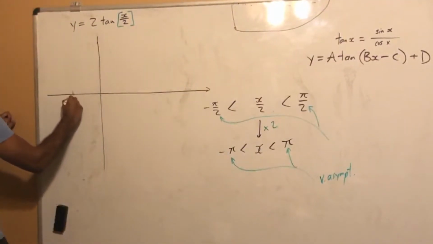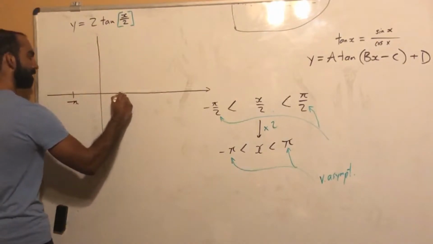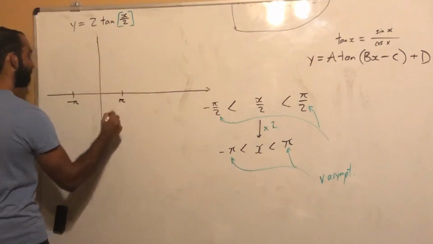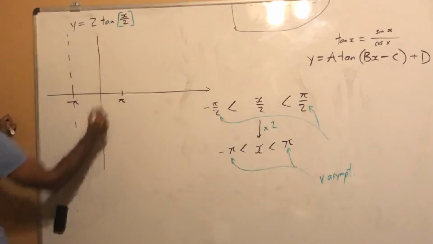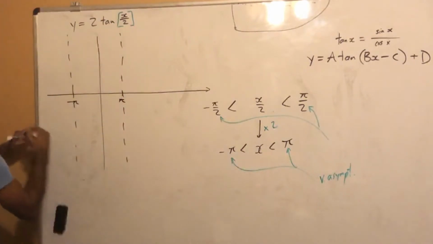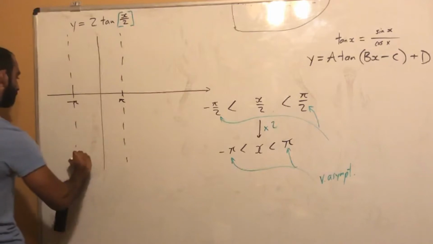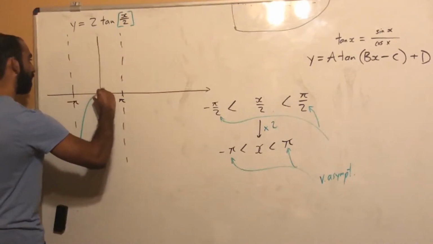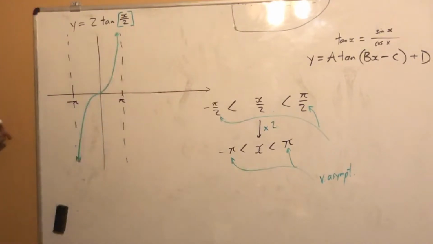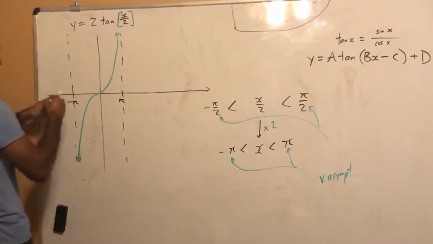So let's put that here. Negative pi, positive pi, asymptote, asymptote. And voila, we have one repetition of our tangent function. Okay. And we know our tangent function is symmetric. It just repeats. So what can I do next?